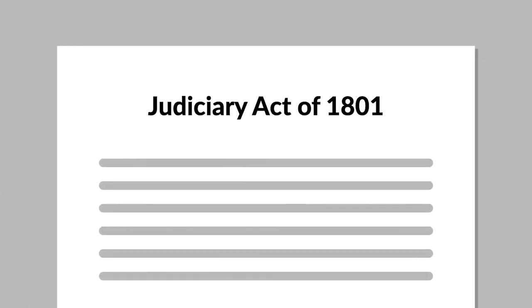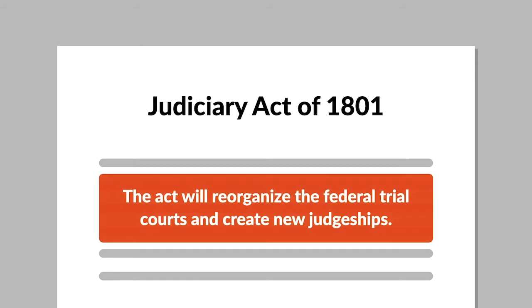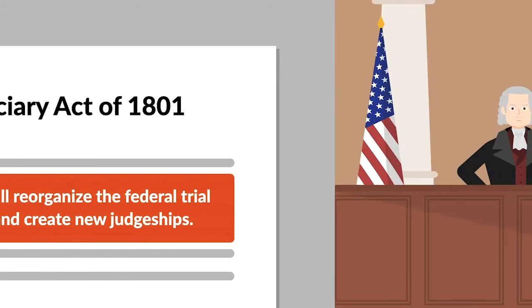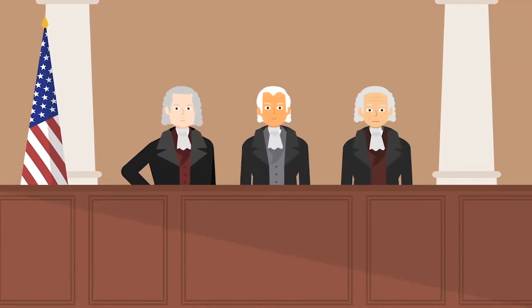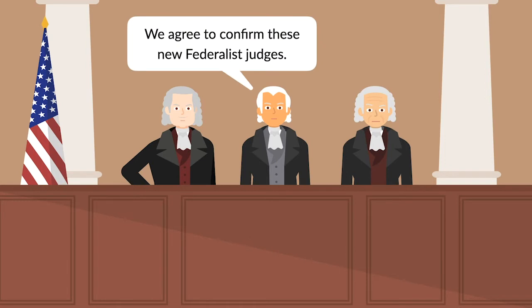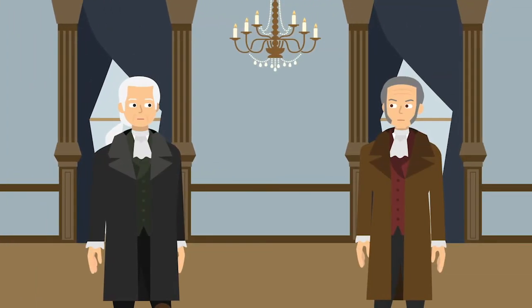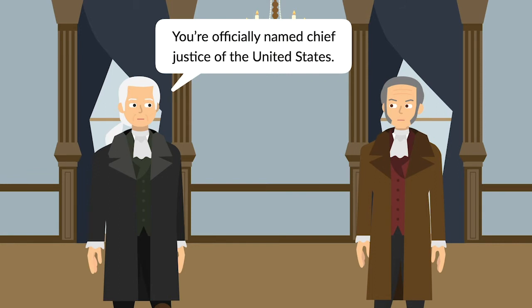The Federalist Congress passed the Judiciary Act of 1801, sometimes known as the Midnight Judges Act. The act reorganized the federal trial courts and created many new judgeships. President Adams quickly filled the new seats, and the lame duck Senate quickly confirmed the new Federalist judges. Adams also named John Marshall to be Chief Justice of the United States.